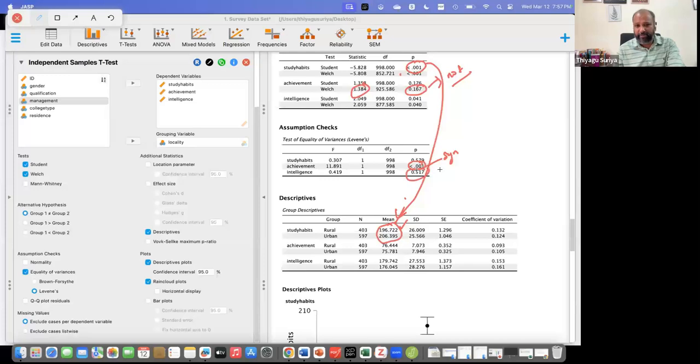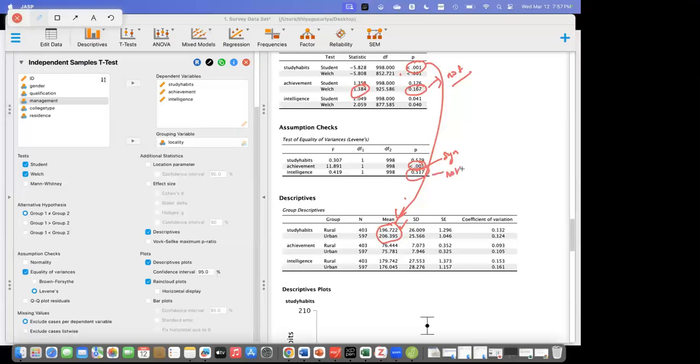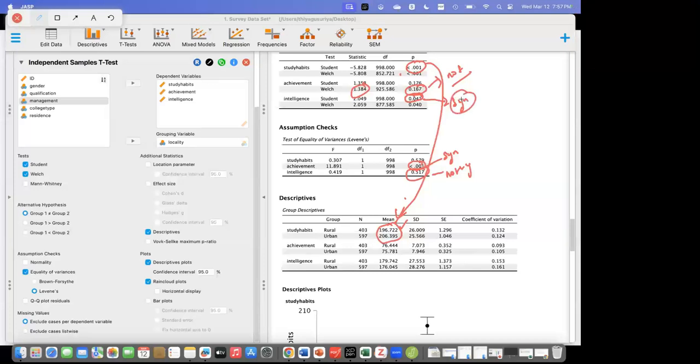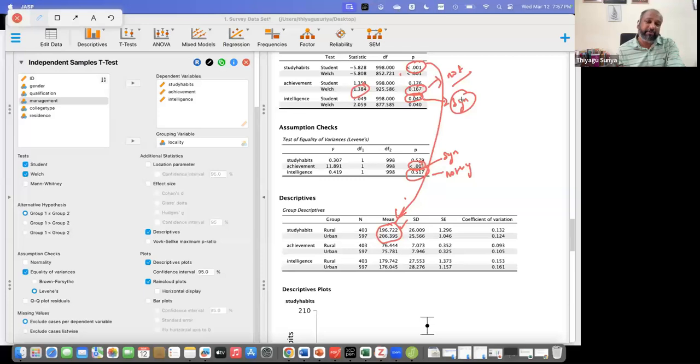What about intelligence? Not significant, then we can take the student t-test. Is it significant or not significant? It is significant at the 0.05 level. What about significant at the 0.01 level or not?